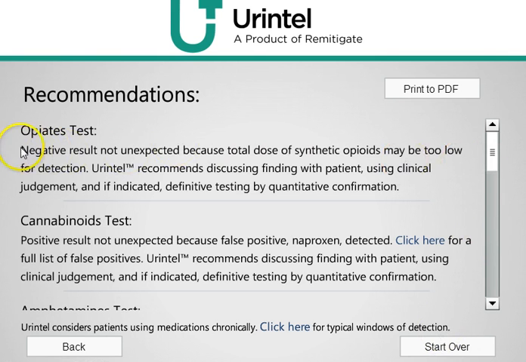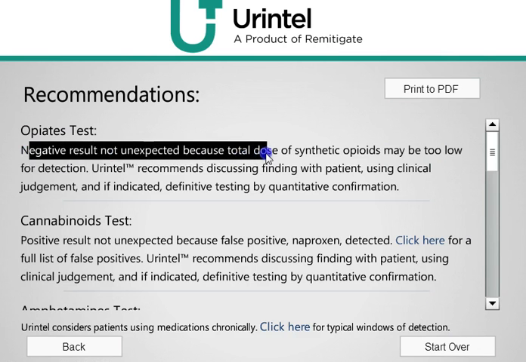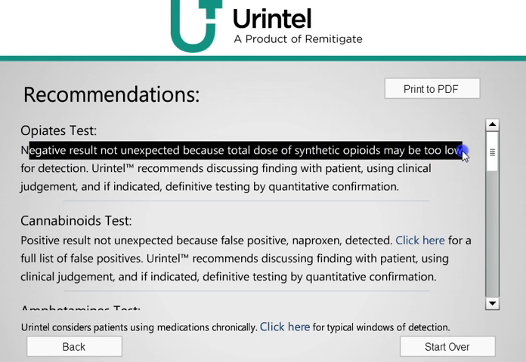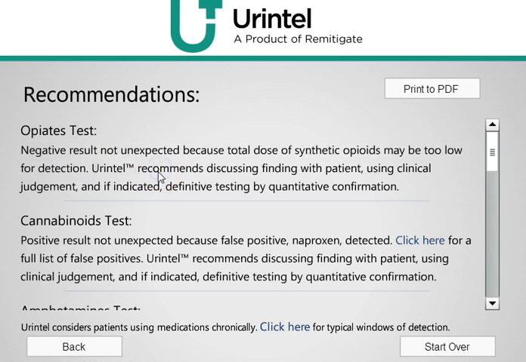So, opiates. Negative result is not unexpected because the total dose of synthetic opioids may be too low for detection. Okay, now had this patient been prescribed morphine, for example, and it came back negative, that would have been a problem. Had the patient been prescribed a much higher dose of oxycodone and it came back negative, that would have also been a problem, but Urintel figures that all out for you in the background.